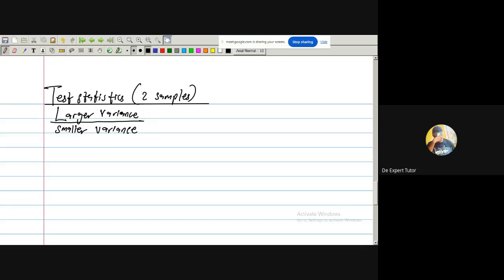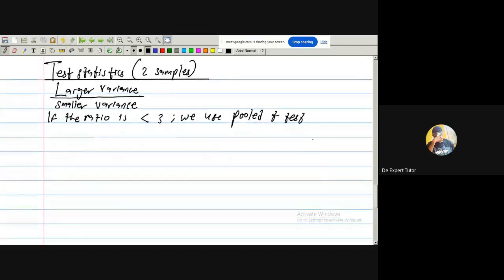Now, if the ratio is less than 3, for example we get 1.91, we use the pooled T test. This is the type of test we use. If the ratio is less than 3, we are going to use the pooled T test. So let's go.